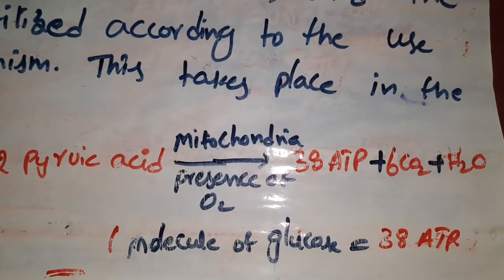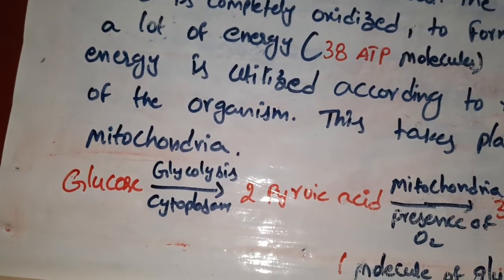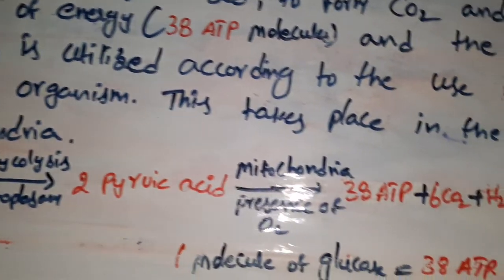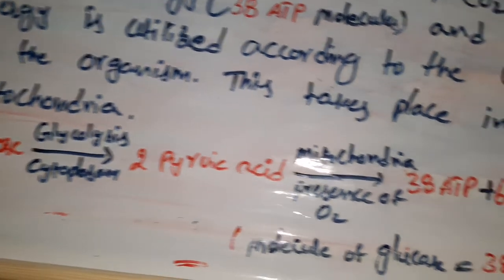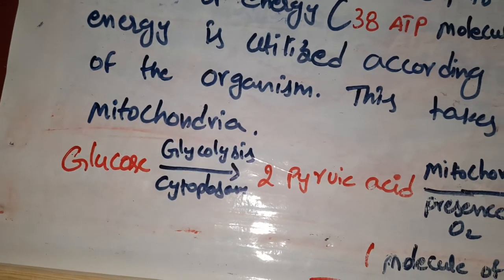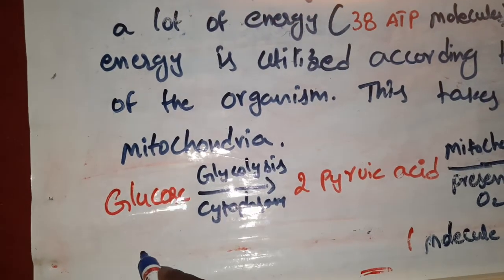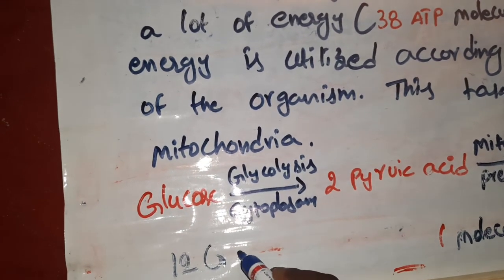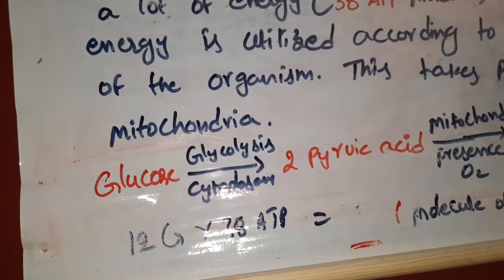So 1 molecule of glucose equals 38 ATPs. When we take food material, the number of ATPs produced depends on the glucose it contains. Suppose the food contains only one glucose molecule, then there are 38 ATPs. Suppose there are 12 glucose molecules, how many ATPs are produced? Just calculate and say the answer. 12 into 38 ATPs.